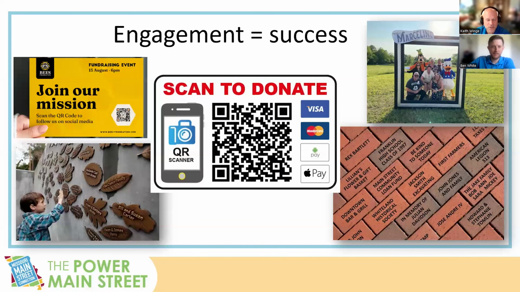Other ways to engage with your community. Of course, we mentioned the QR codes. We want to make it easy for them to engage with us, to give us money. We should have areas for them to donate on our website, through our social media channels, on our brochures, on our flyers. Everywhere we should have a place for them to do that.